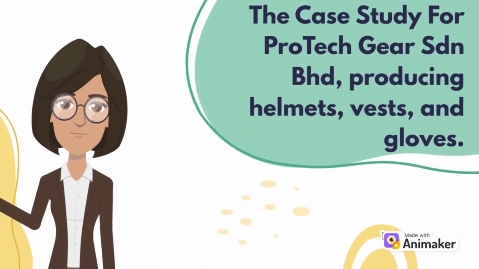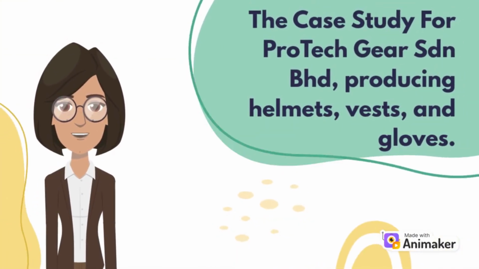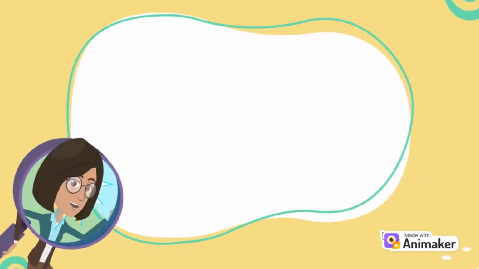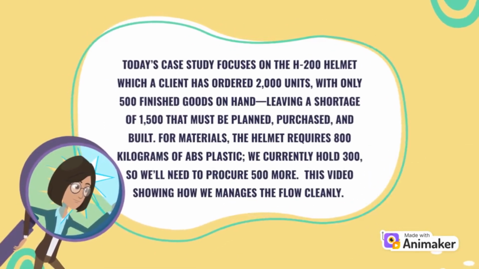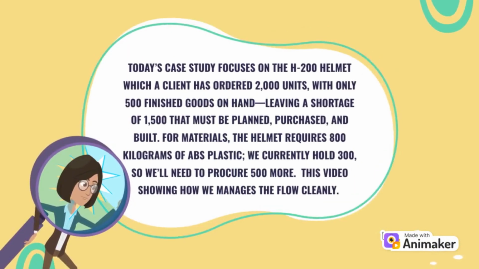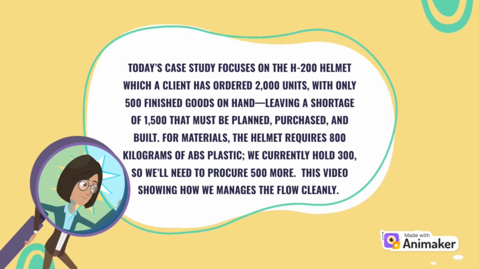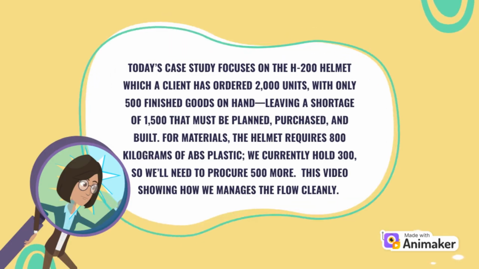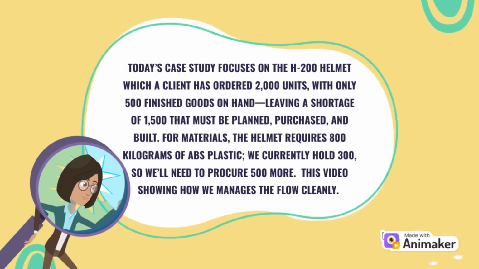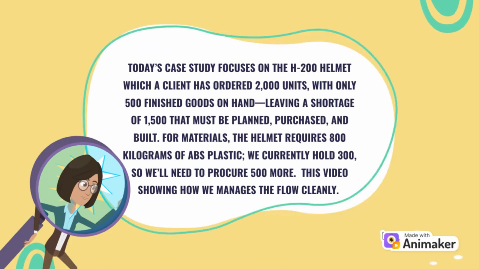The case study for Protect Gear SDN BHD, producing helmets, vests, and gloves. Today's case study focuses on the H200 helmet, which a client has ordered 2,000 units, with only 500 finished goods on hand, leaving a shortage of 1,500 that must be planned, purchased, and built. For materials, the helmet requires 800 kilograms of ABS plastic. We currently hold 300, so we'll need to procure 500 more. This video shows how we manage the flow cleanly.